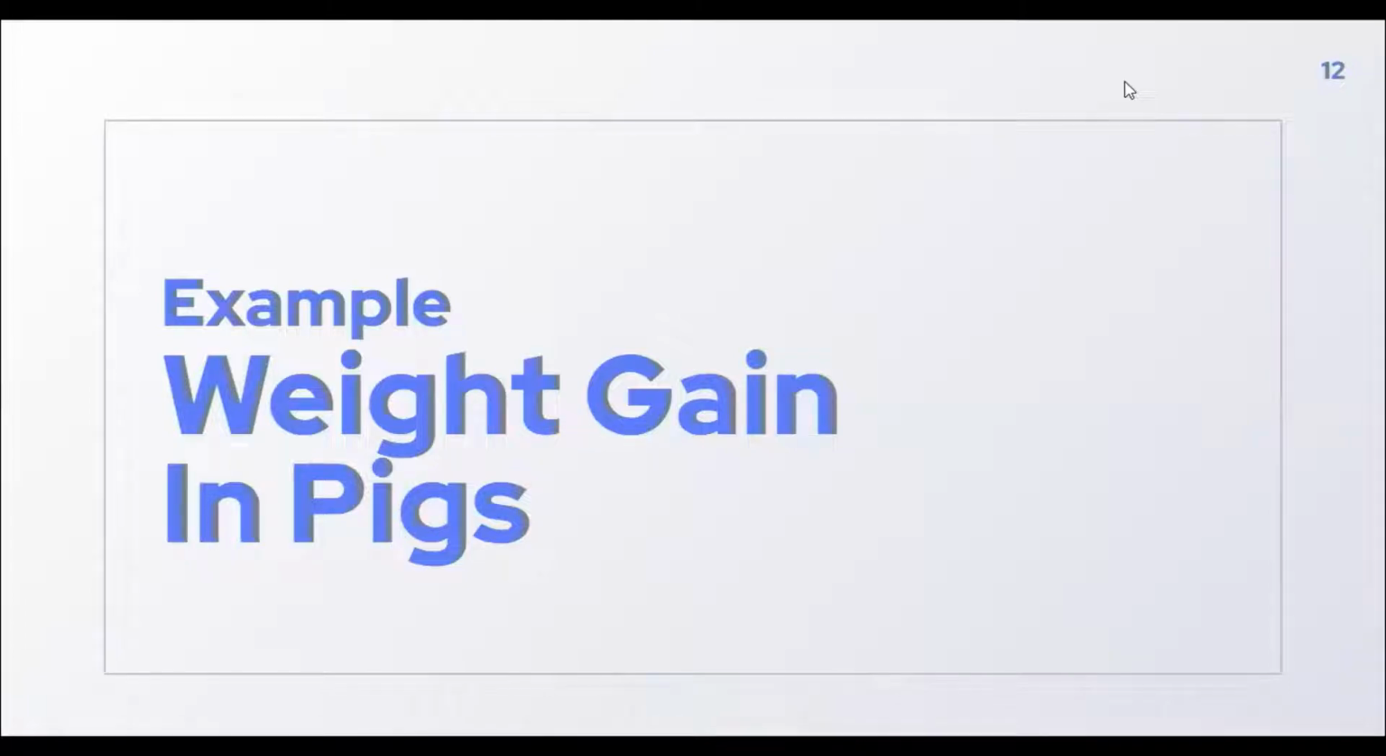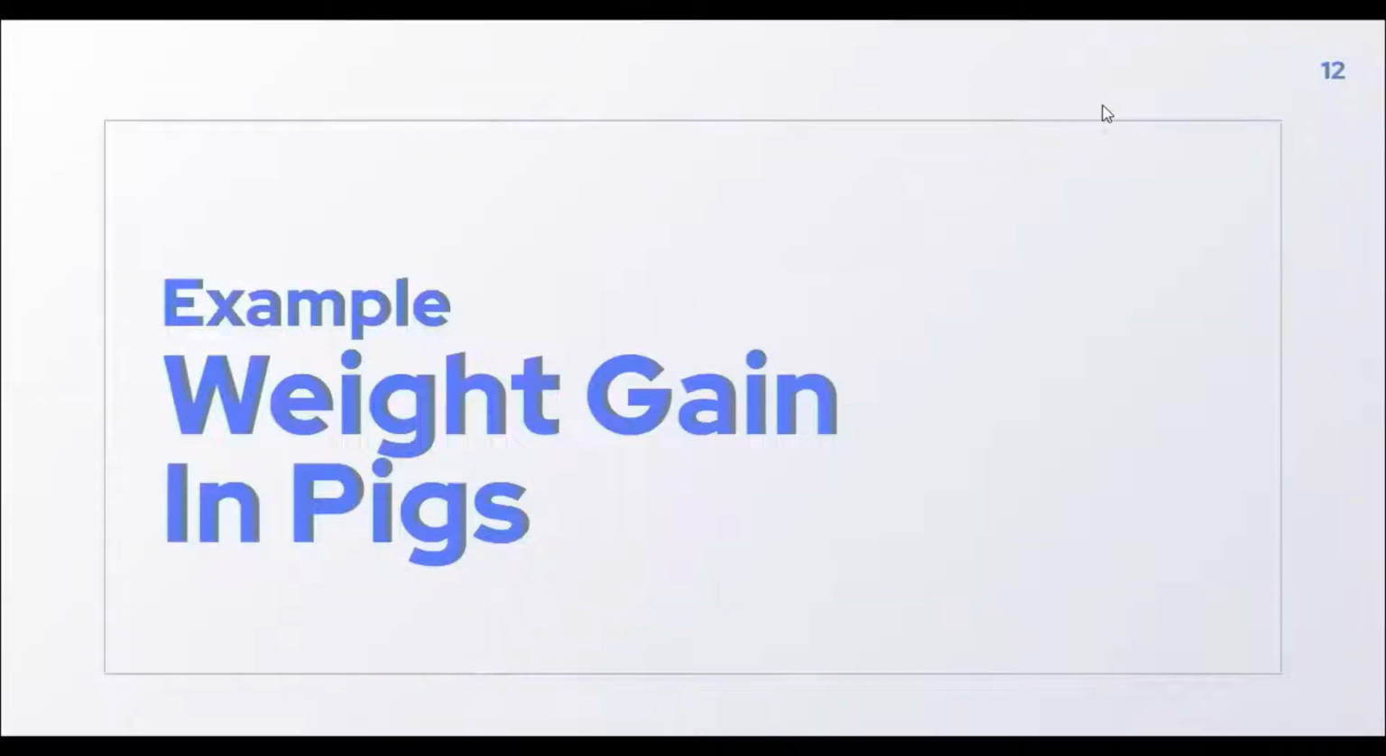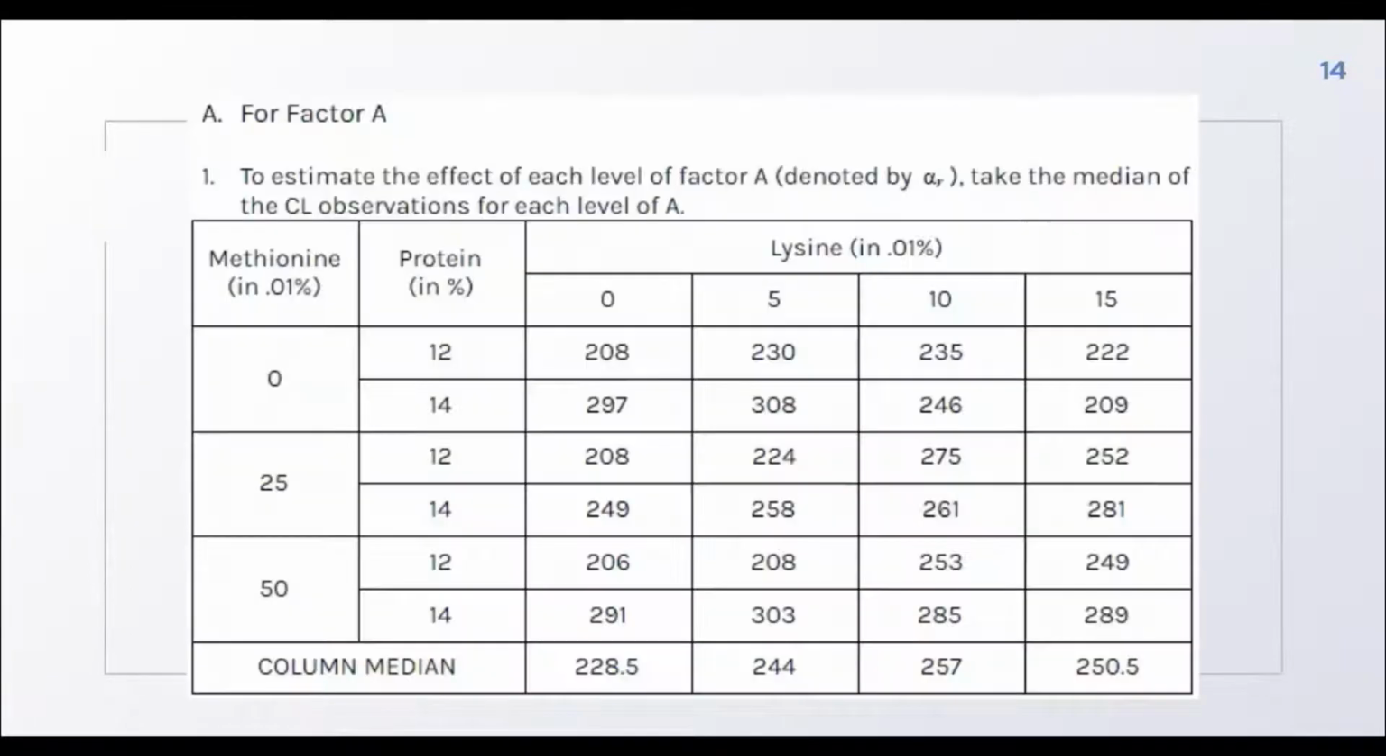We will now show an example on how we can perform median polishing. We will use the data from the agricultural experiment discussed in the introduction earlier. Since we know that median polishing is an iterative process, we will just demonstrate how the first cycle is performed. We will first focus on factor A.